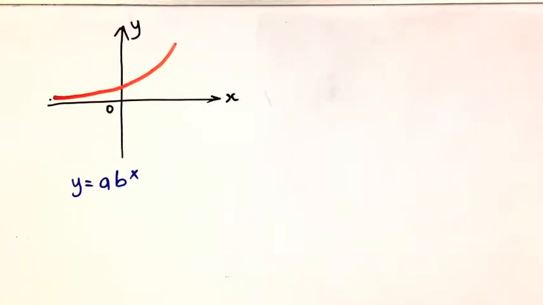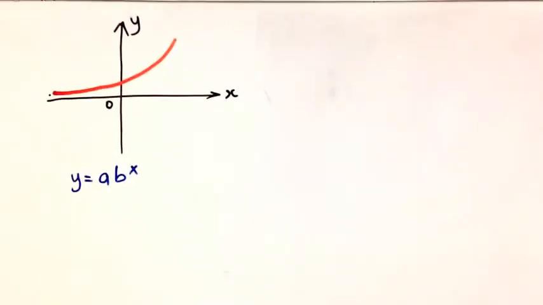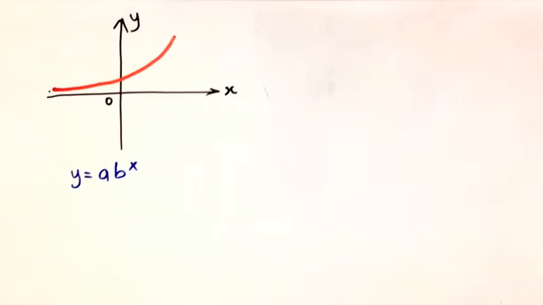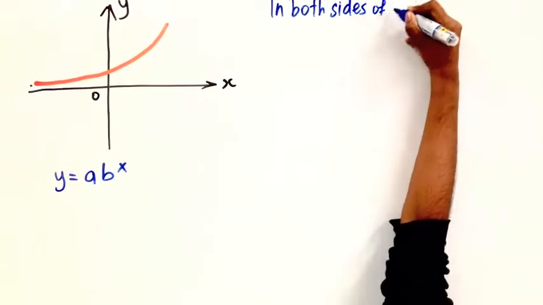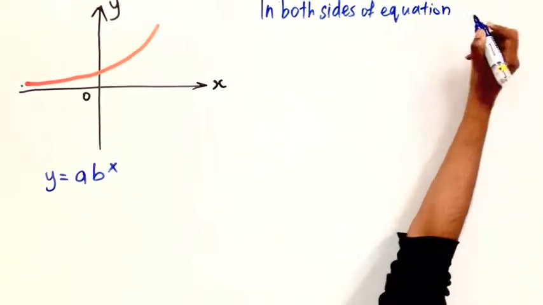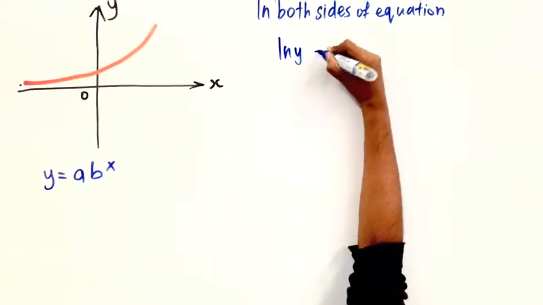Here, y equals ab to the power of x. By plotting y against x, we can see that the curve is not a straight line and the variables x and y are not linearly related. To linearize this function, we have to manipulate the variables first. To do so, ln both sides.